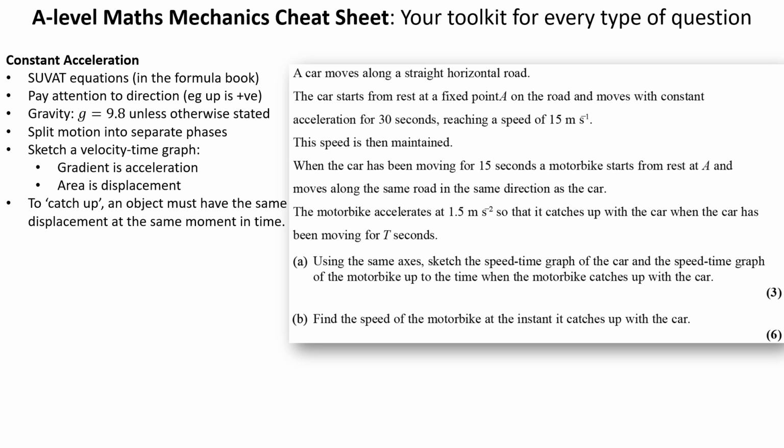Other things you can do, it's worth thinking about the different phases of motion. So if things are happening with constant acceleration, then SUVAT equations apply. But if the constant acceleration at a certain point suddenly switches to a different constant acceleration, you can still use SUVAT for that second part of the question, but you have to do it separately. So it might be that you find the final speed from phase 1 and use that as the initial speed in phase 2.